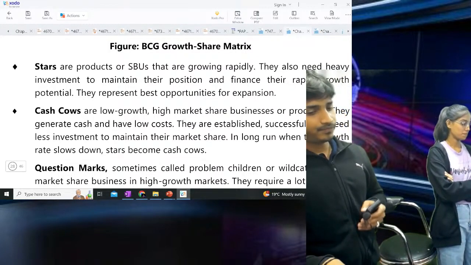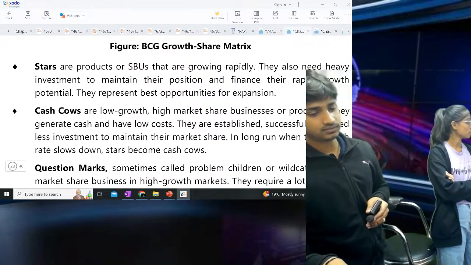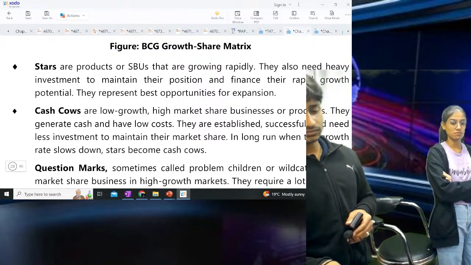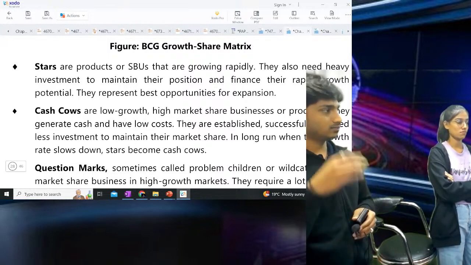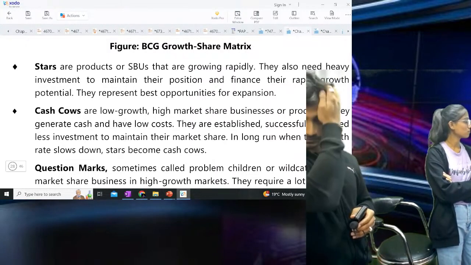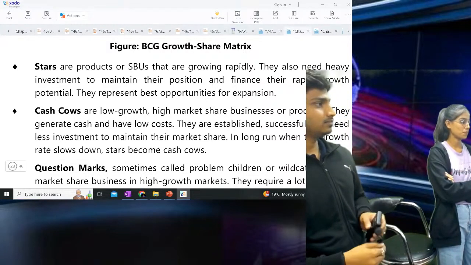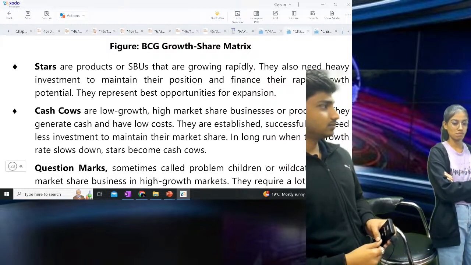Continue. Second, cash cows are low growth. Tell more examples. Write there: MI, or Xiaomi. In OTT also. OTT done. Maruti, a better example. Colgate, sorry, Colgate is better. Maruti is also correct. You can write.